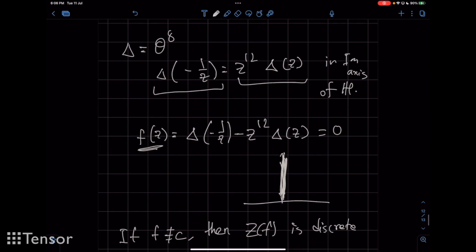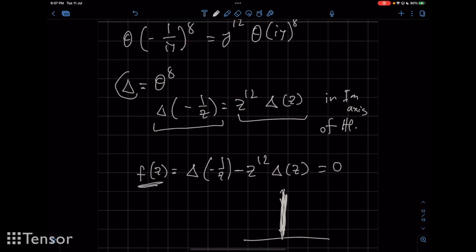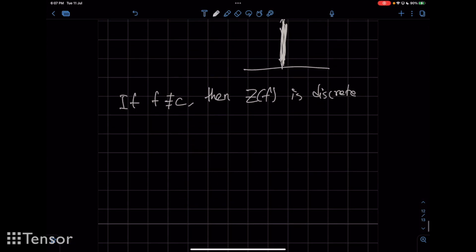Okay, and you have probably already guessed that this theta to the power 8 is our candidate for the non-vanishing modular form. Okay, so we have verified that delta of -1 over z is equal to z to the k delta z. Okay, we have verified this. Now we need to verify the translation invariance, or not translation invariance, that is periodicity.